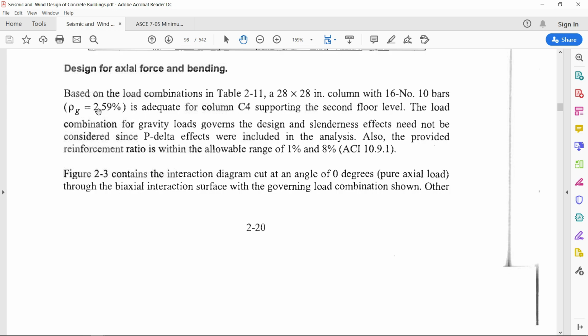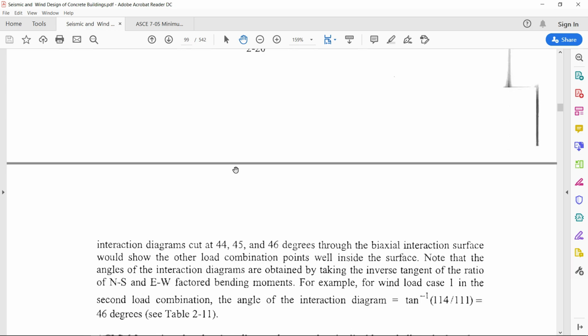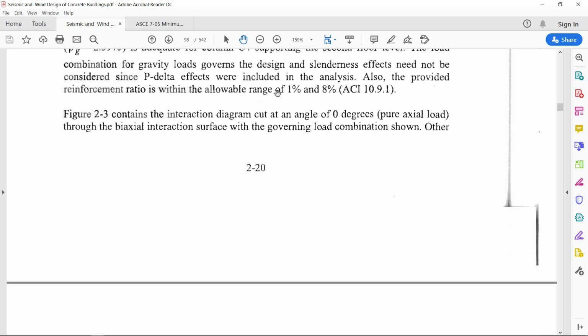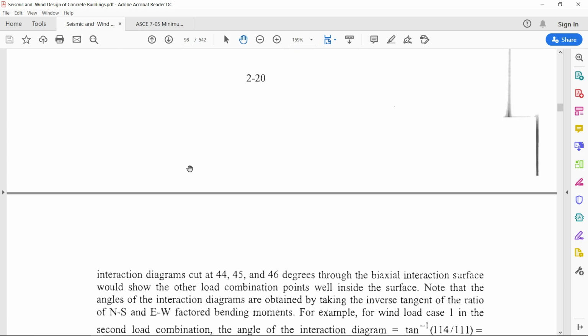Here they are giving a little bit higher value of reinforcement percentage, that is 2.59, which is based on their calculation and the difference in the load combination, etc. So that's why it shows a higher value, whereas 1 to 8% is good enough, and our result is 1.57%. So we can say that this load is okay. The range is 1 to 8% as per ACI 10.9.1. So it looks like the reinforcement is okay.